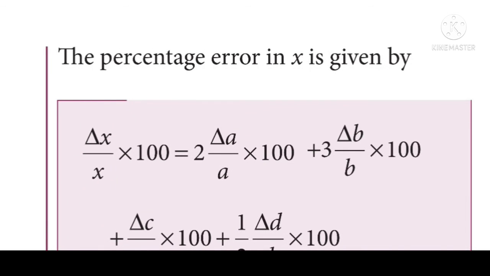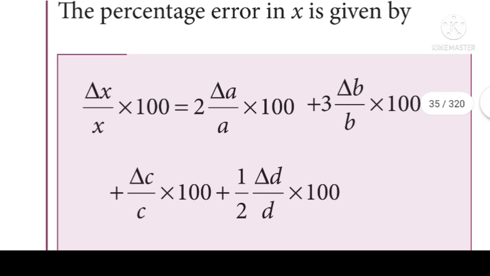Now the percentage error in x can be written as del x by x into 100 is equal to 2 into del a by a into 100 plus 3 into del b by b into 100 plus del c by c into 100 plus 1 by 2 into del d by d into 100. Here why are we putting 1 by 2? Because root d is given. Root d is also written as d power 1 by 2, so it will become 1 by 2 into del d by d into 100.